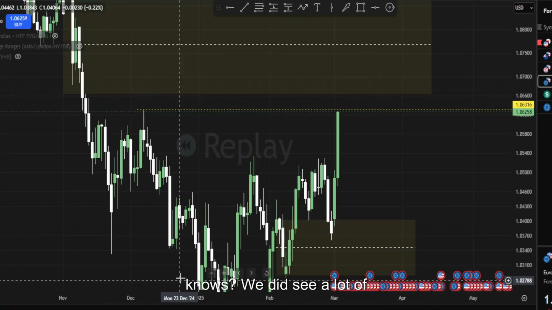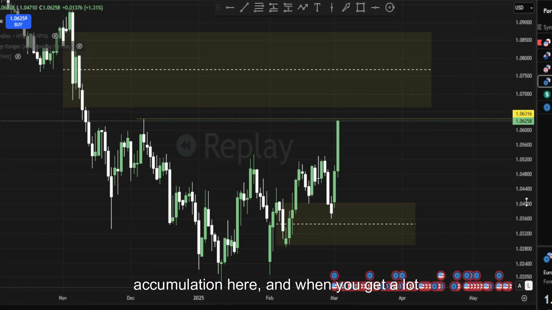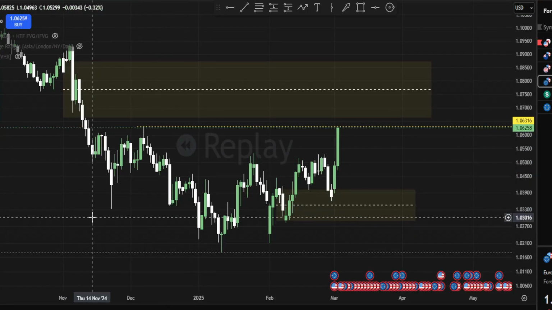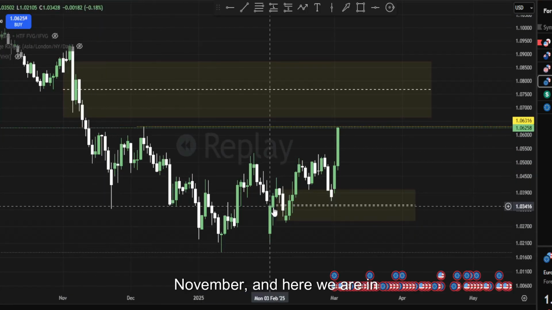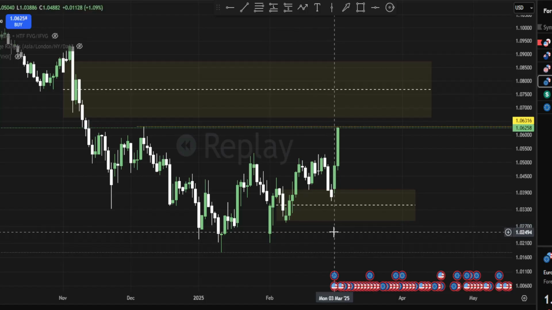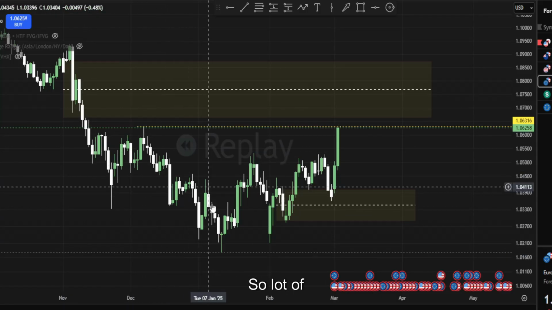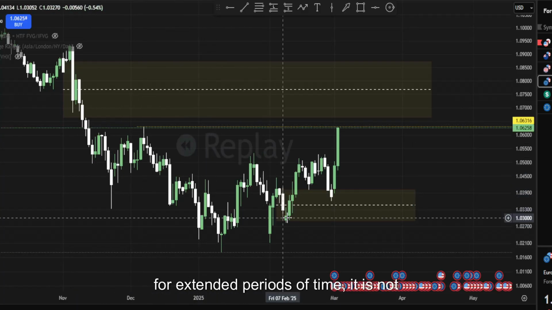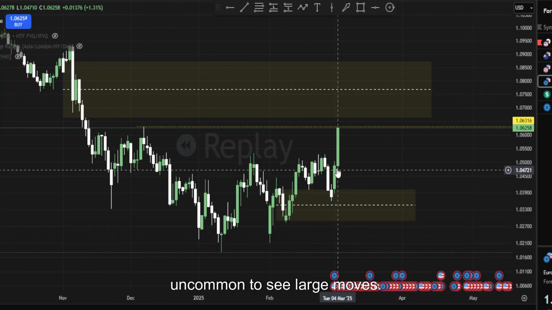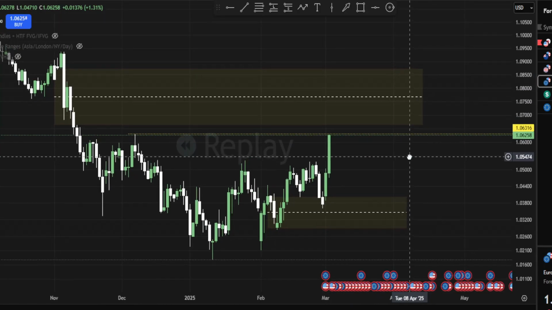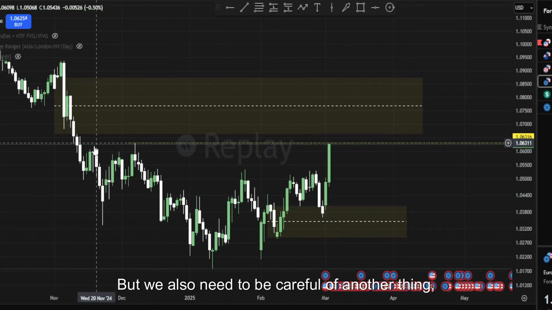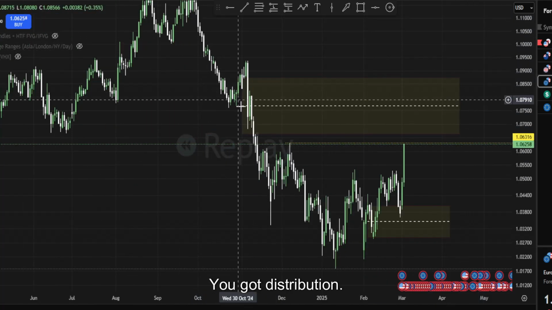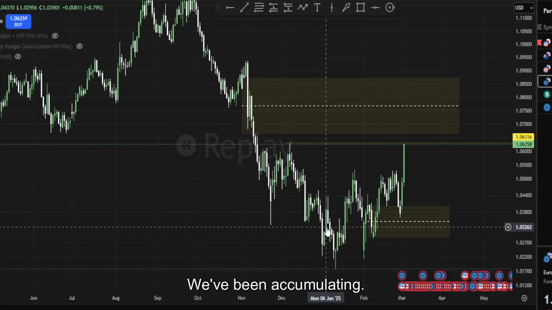We did see a lot of accumulation here. And when you get a lot of accumulation, and again, we're on the daily, so it started back here in November, and here we are in March. So a lot of chop. And when you see a lot of chop like this for extended periods of time, it is not uncommon to see large moves. But we also need to be careful of another thing, which is accumulation, manipulation, distribution. You got distribution. We've been accumulating.